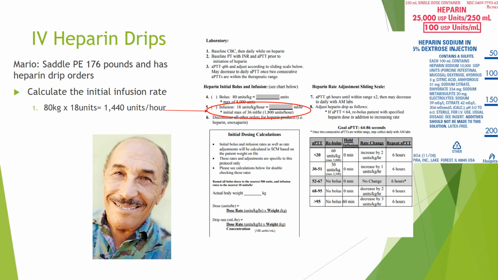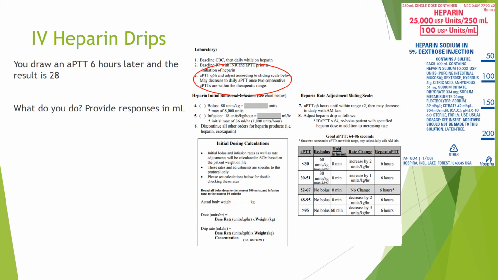So with 100 units in 1 milliliter, we take that 1,440 units and divide it by 100, which is 14.4 milliliters per hour. Now before actually typing that into our pump, you would verify this rate change and check your math with another nurse. So what's next? Well, per the protocol, we need to draw an APTT every 6 hours. So you would send this down to the lab and wait for your result.